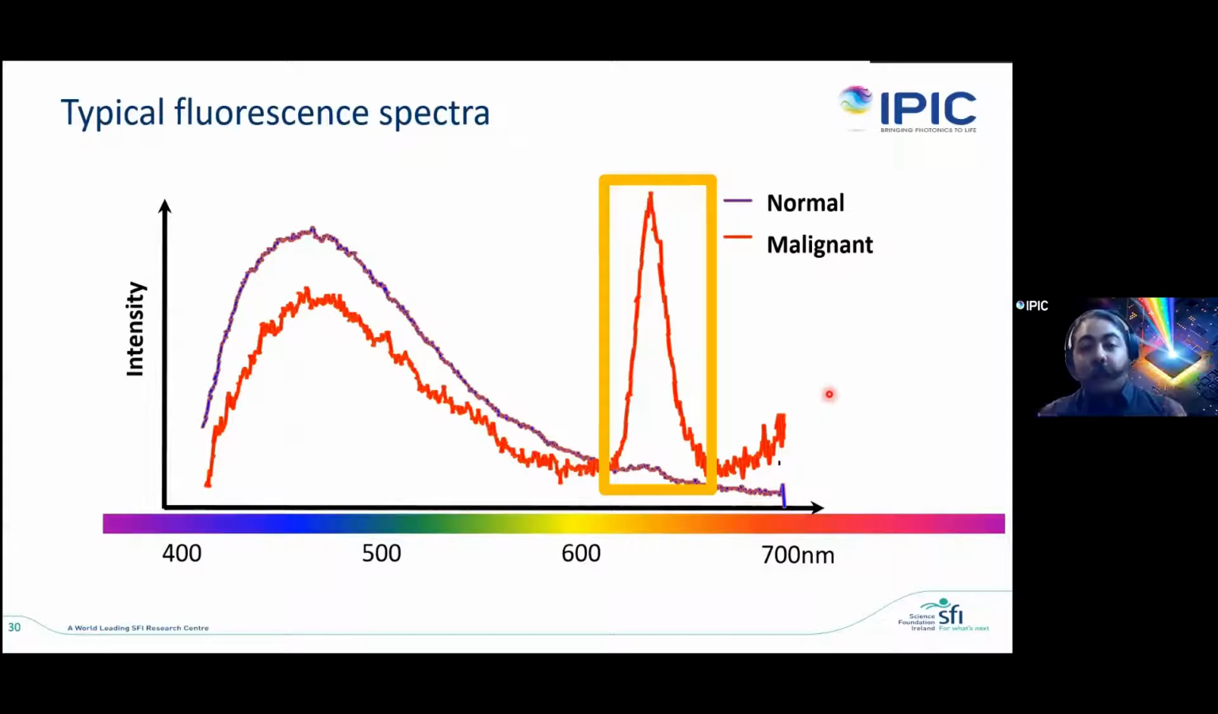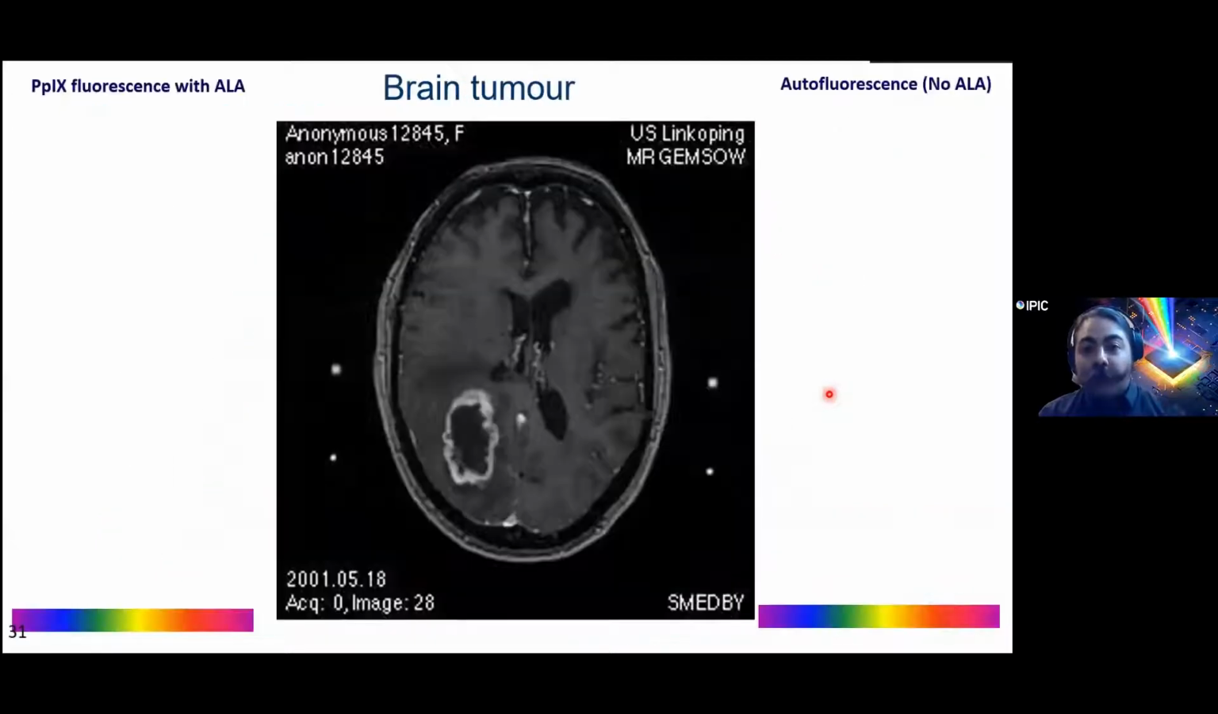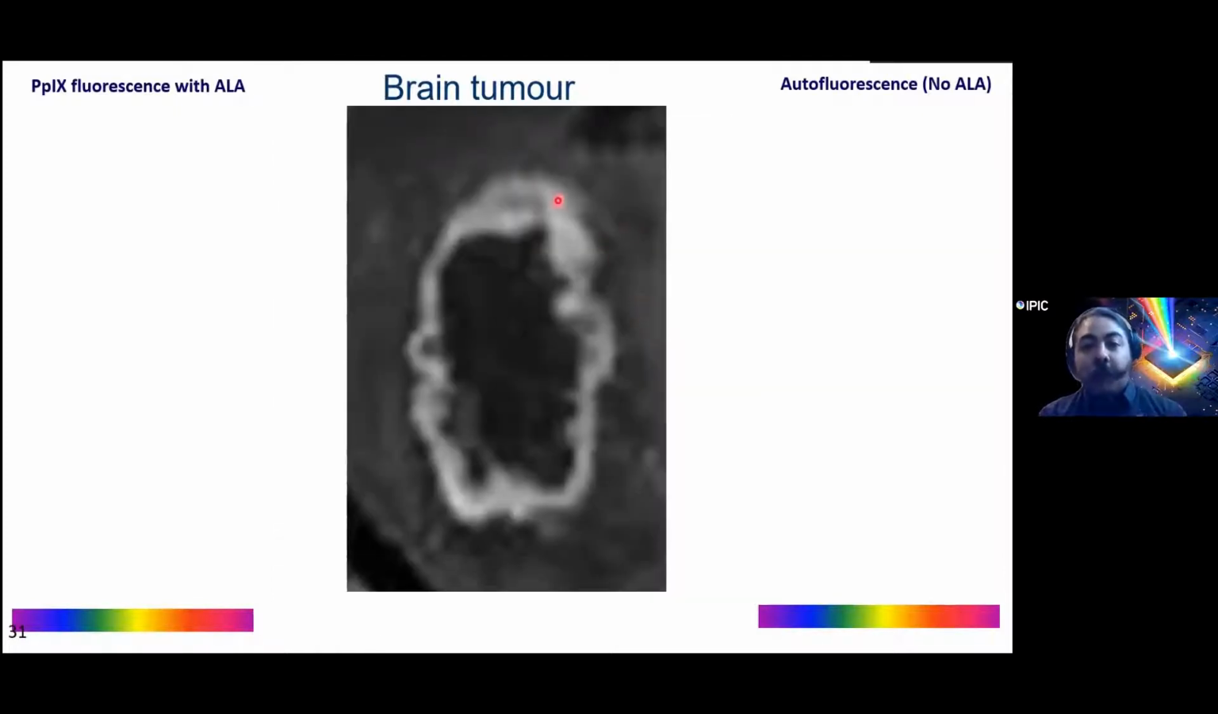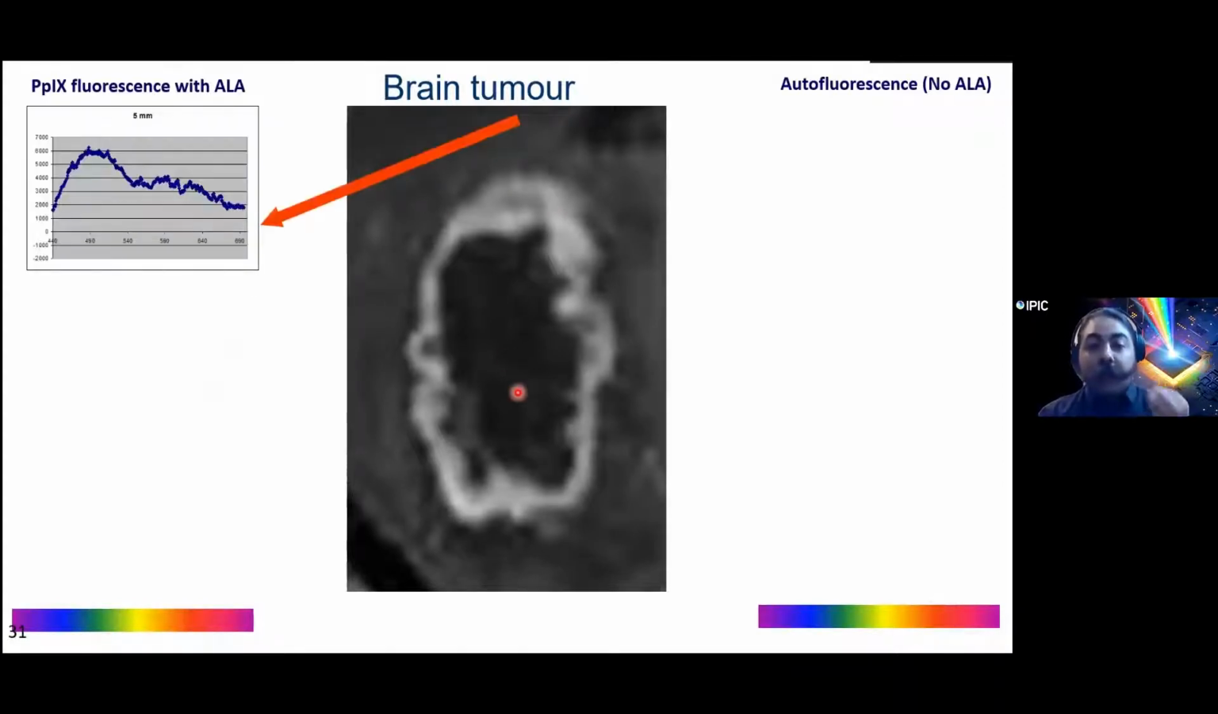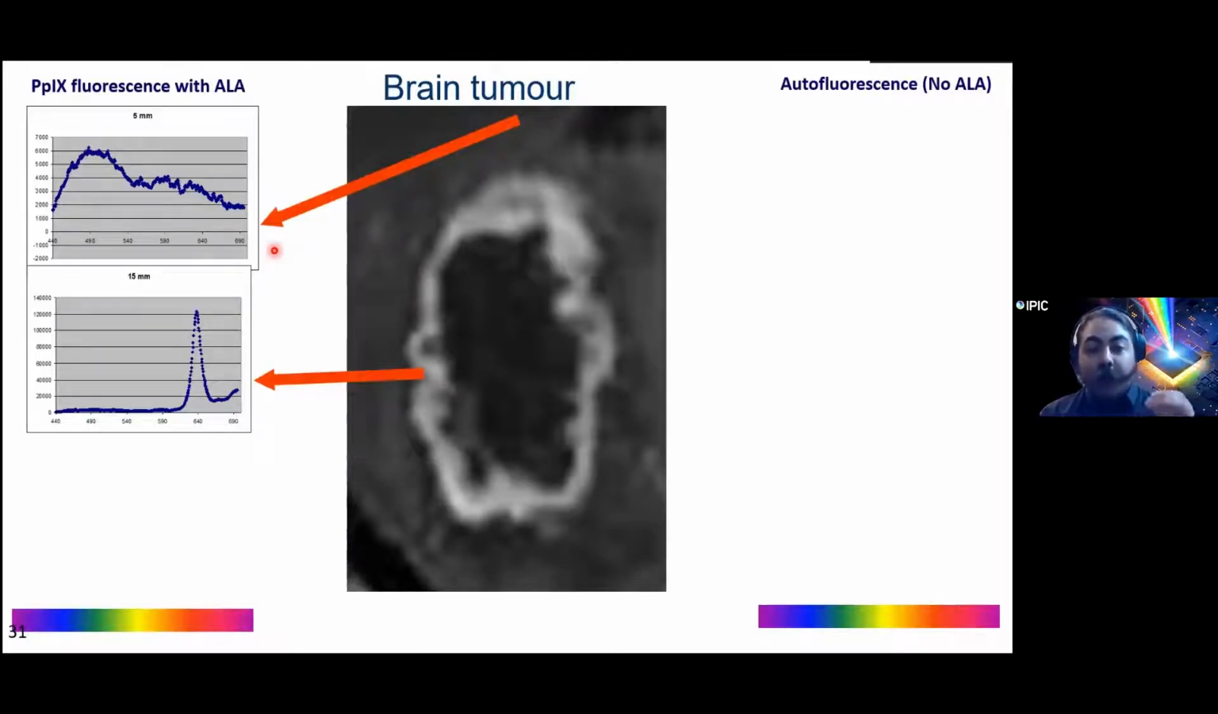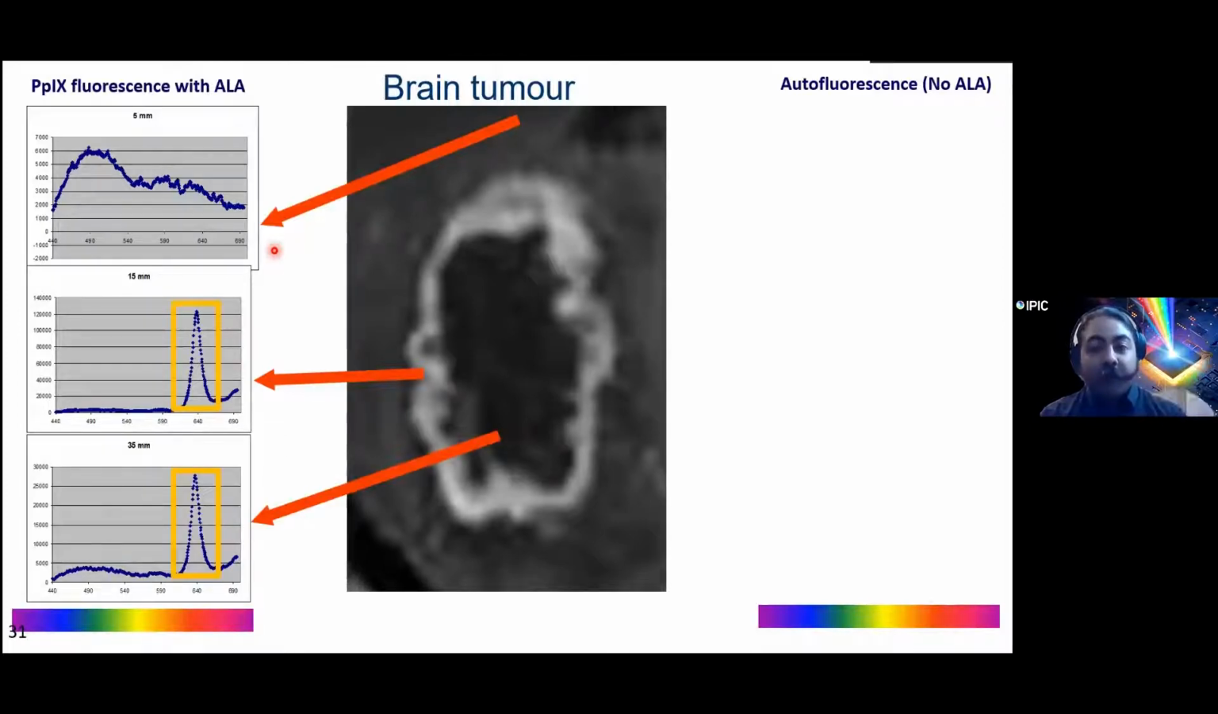Now, let's look at the difference between a procedure where we use contrast agents and one where we don't, taking the example of a brain tumor. If we look at the spectra at different locations of the tumor, the spectra located outside the tumor look normal, but the spectra on the border have a very pronounced peak of protoporphyrin 9, and the same inside the tumor.